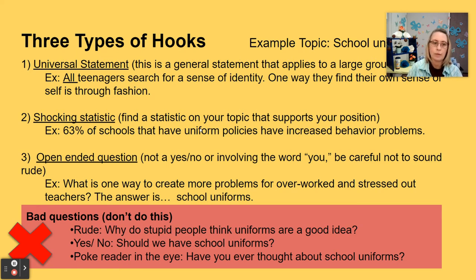That's a universal statement. This one's the tough one. A lot of kids aren't using a shocking statistic, but if you read one in your articles and you did not use it as evidence on your evidence chart, you could do a shocking statistic. For example, 63% of schools that have uniform policies have increased behavior problems. Whoa, more than 50%? That's a lot.